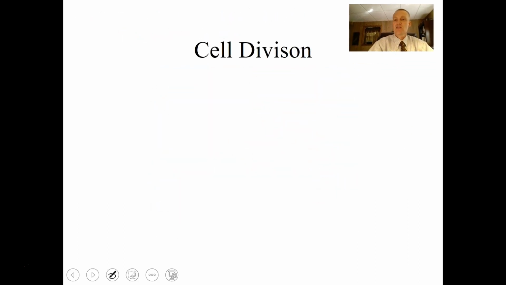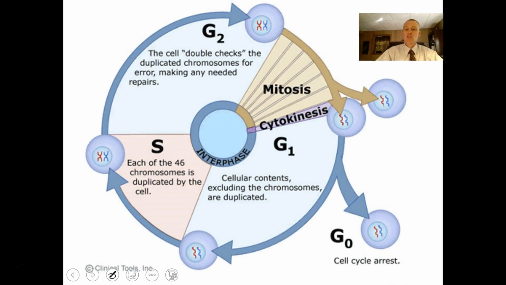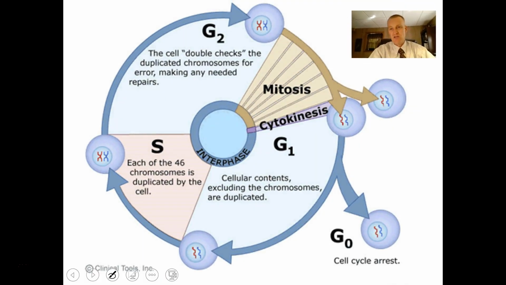Our last little concept that we want to talk about is cell division, and this will be our last concept that we'll talk about with cells. Cell division is really important inside of cells because it's how we make new cells, how we replace cells, and how we reproduce cells. So the cell cycle consists of various stages.